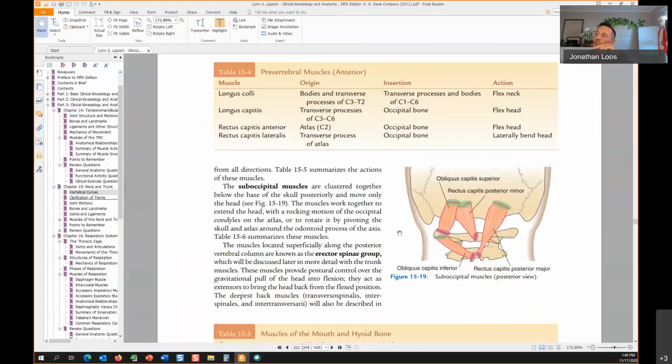So now we're looking at a posterior view, and we're looking at what's called the suboccipital muscle group. You have quite a few of them, like 5 of them, and you have a pair on each side. Most of them anchor on C1. A couple of them anchor down at C2, but they all, except for the inferior, have all their attachments on the occipital ridge. And that's why they're called the suboccipital muscles.